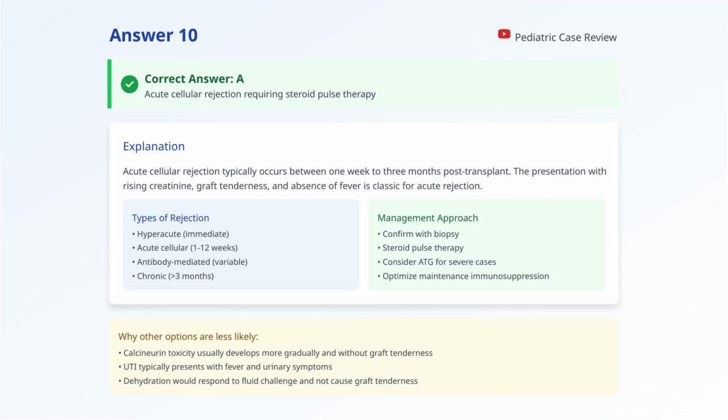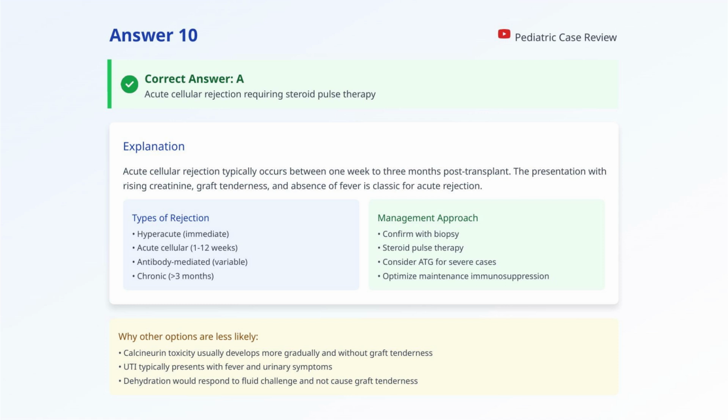Acute cellular rejection typically occurs between 1 week to 3 months post-transplant. The presentation with rising creatinine, graft tenderness, and absence of fever is classic for acute rejection. Types of rejection include hyperacute, immediate, acute cellular, 1 to 12 weeks, antibody-mediated, variable, and chronic, greater than 3 months. Management approach includes confirmation with biopsy, steroid pulse therapy, consideration of ATG for severe cases, and optimization of maintenance immunosuppression.